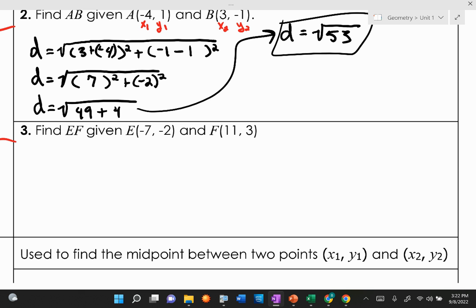Are we doing 3 now? Yeah. So when you're subtracting, because I'm subtracting a negative number, when I take away a number, I'm just subtracting a positive.